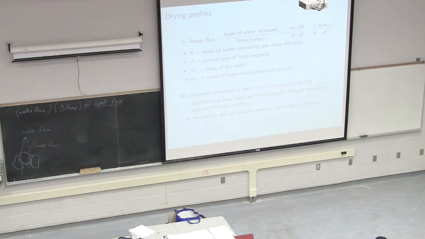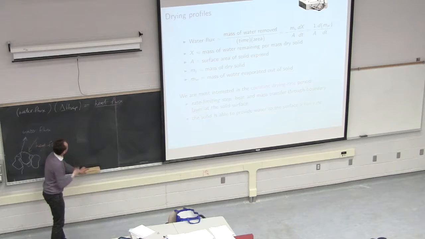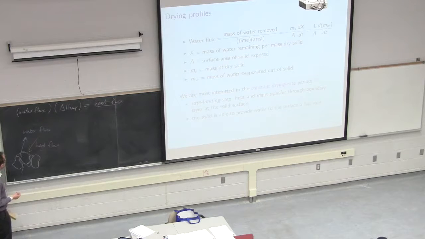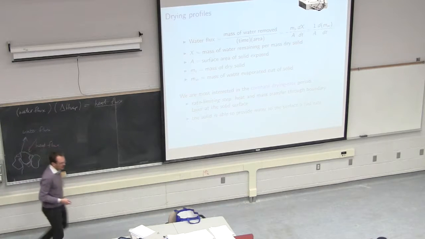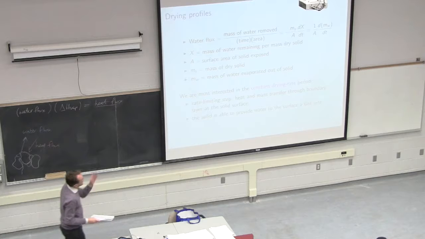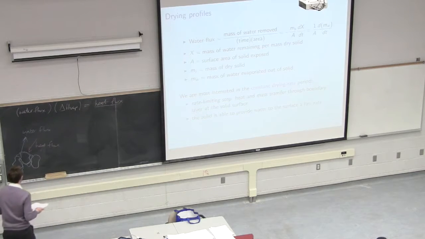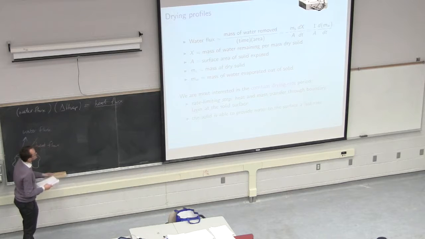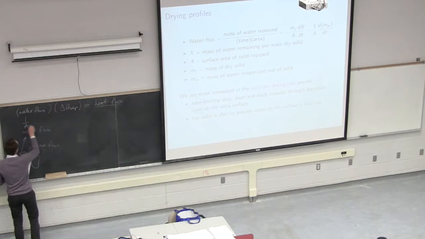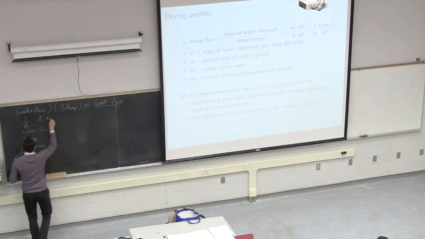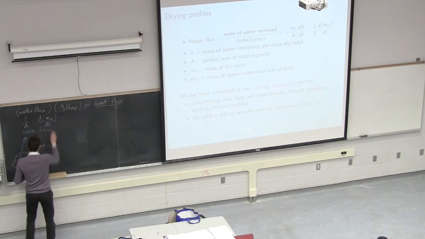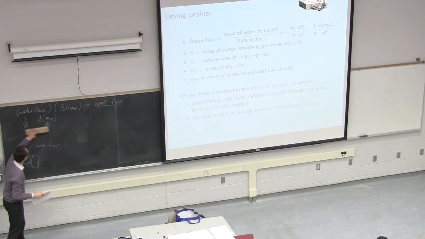But if you look at any other unit operation like evaporators, for example, there again the heat flux is being used to do something useful. So here we're using our heat flux to drive moisture off. And just a quick comment on the units and the notation here. We derived the water flux last time. I'll just put in the numbers: 1 over A times dmw by dt. So that's my water flux.